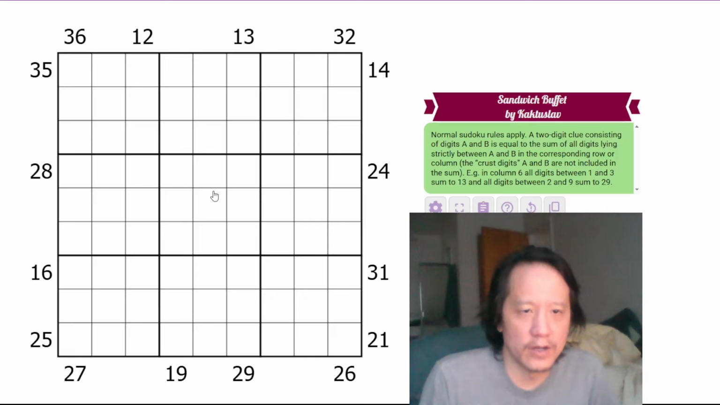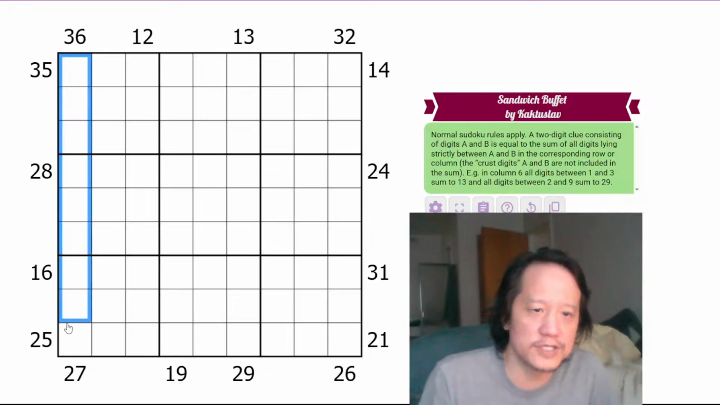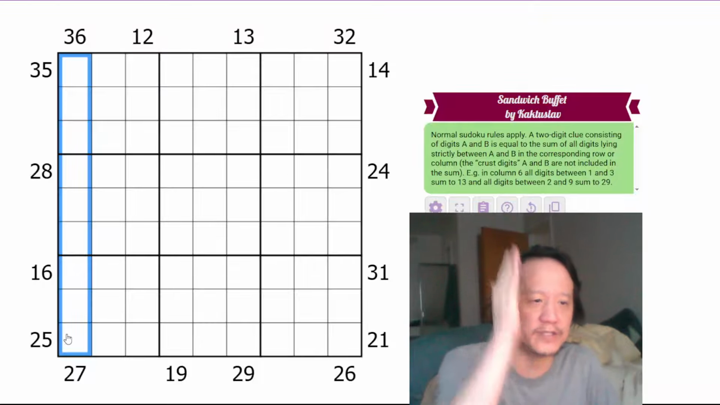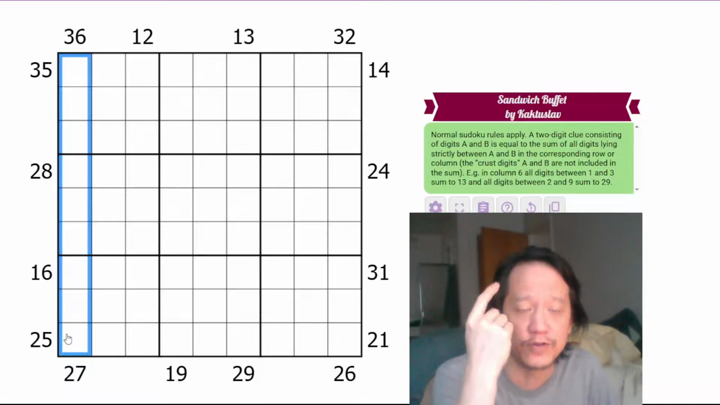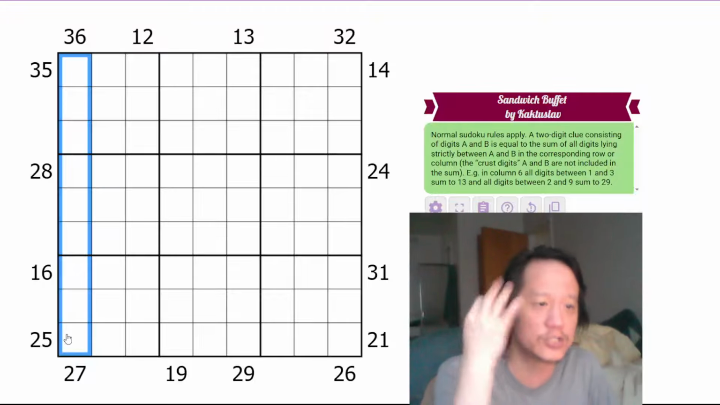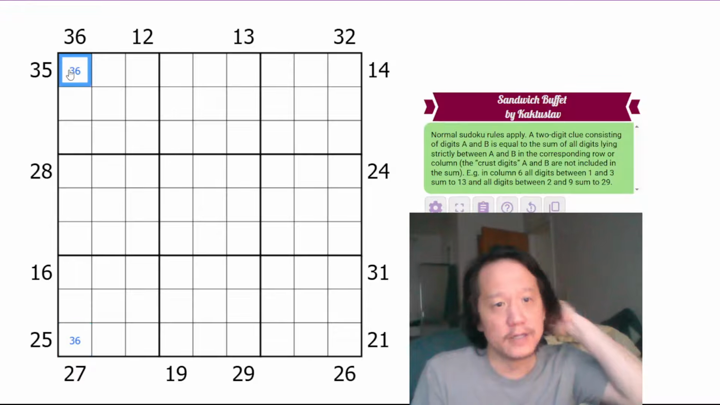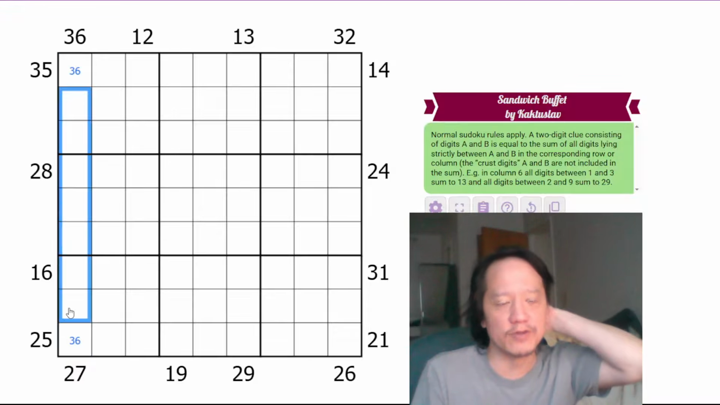Let's go. Okay, the one that stood out to me first is the 36 clue. 3 and 6 are not included in the sum. So the sum of the entire row or entire column here is 45. 45 minus 3 and minus 6, which is 9, is 36. So that means we know 3 and 6 have to be on the edges, and they must surround everything else.